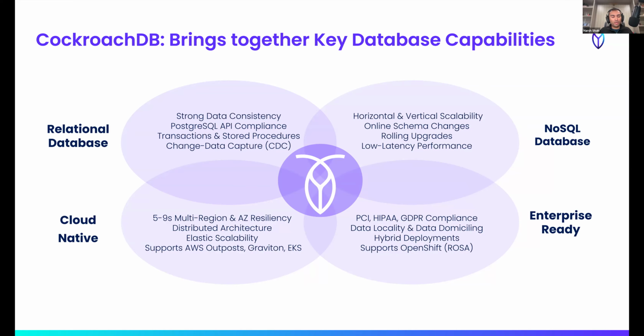But at the same time, from the operational perspective, you get 5 nines of resiliency, you get a truly cloud native distributed architecture, you get elastic scalability. And you can run it anywhere you need to. You can run it on AWS Outposts, you can run it on EKS, you can run it on multiple regions, hybrid, name it. And all while making it enterprise ready, giving you PCI compliance, HIPAA compliance, GDPR, giving you the capabilities of data locality, data domiciling, deploying in hybrid fashion, and also supporting different Kubernetes distributions on AWS as well.